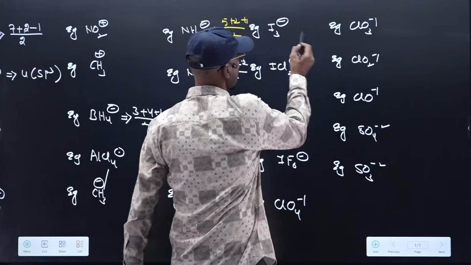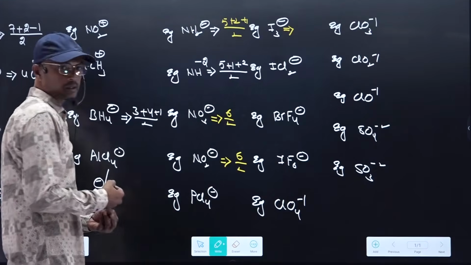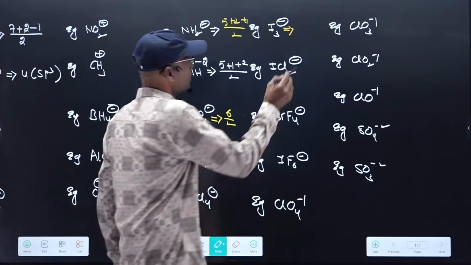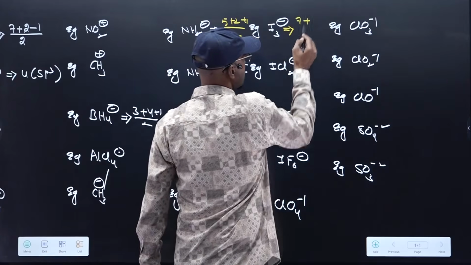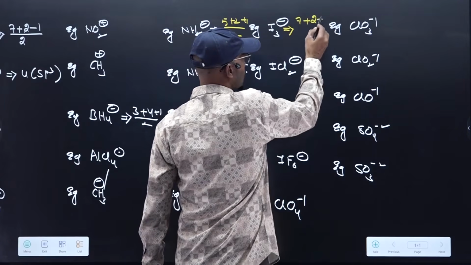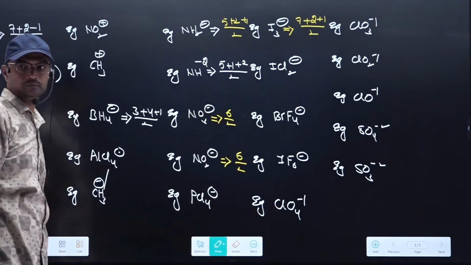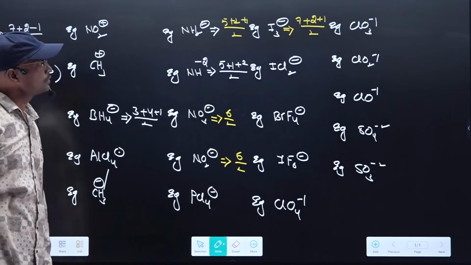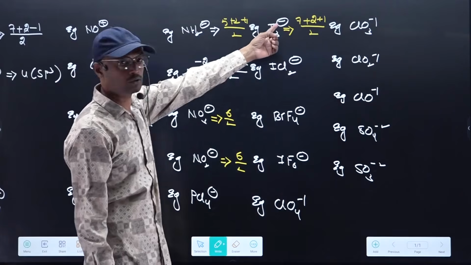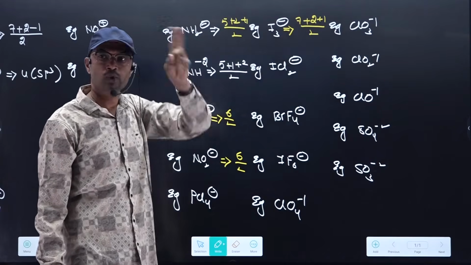I3 minus, it is also an important one. Can you get it? Iodine, the central element, is 7 or not? It is 7. 7 plus, how many remaining iodines are present? 2. 2 plus 1 by 2, 10 by 2, 5. Right? So what is the meaning of minus? 1 extra electron. That's why 1, we are adding. Minus 2 means 2 extra electrons.